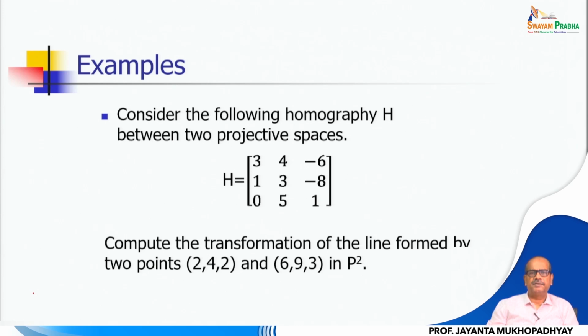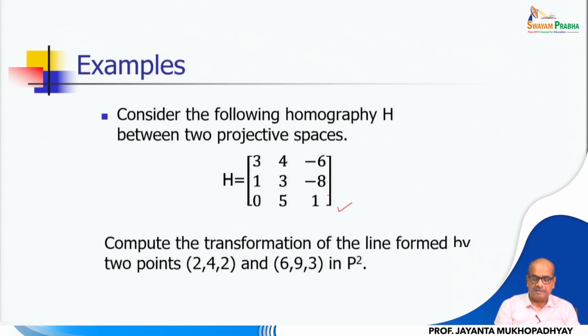Let us consider quickly an example by which we can understand this computation. You consider a homography or projective transformation matrix. You can see this is a 3 cross 3 matrix, and you can also find out that this matrix is non-singular. If it were singular, it could not be a projective transformation matrix.